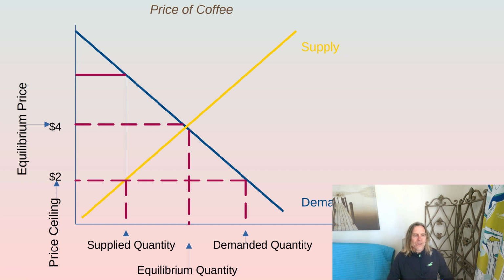And the first thing you want to note is a $2 price ceiling. Let's say a politician says, let's give the United States of America a break. Let's put $2 on a cup of coffee. And then we hear a lot of cheers.